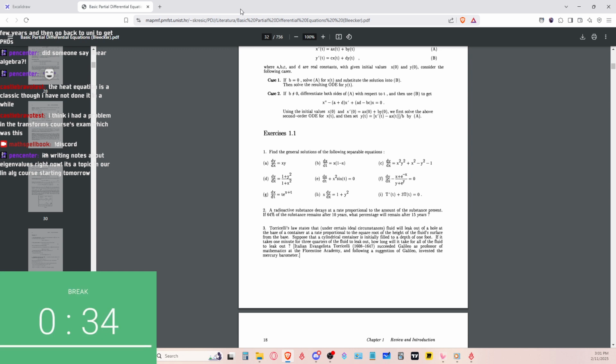I'm writing notes about eigenvalues right now. It's a topic in our linear algebra course starting tomorrow.